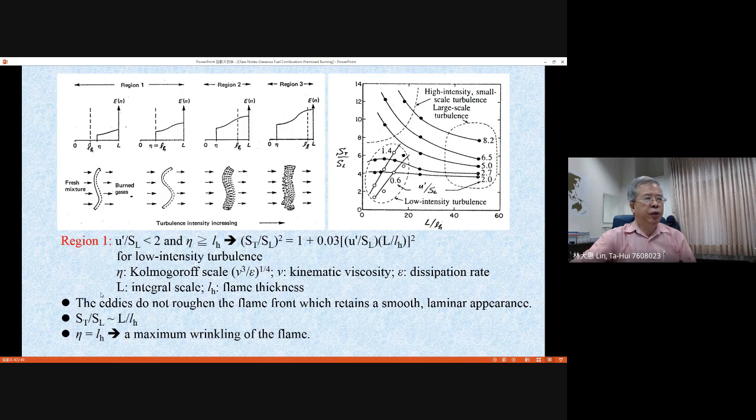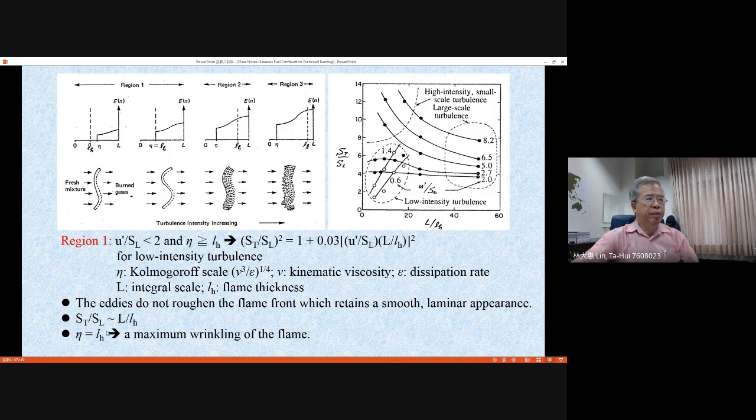And here they tell you there are three important conclusions. The first one, the ADs do not roughen the flame front, which retains a smooth laminar appearance. They just make the flame shape become curved, a wrinkling, something like that. In this case, when you do the measurement on the flame speed, here we define the flame speed for the turbulent case as ST divided by the flame speed of a laminar flame, SL, and this ratio represents an important indicator of the influence coming from the turbulent intensity.